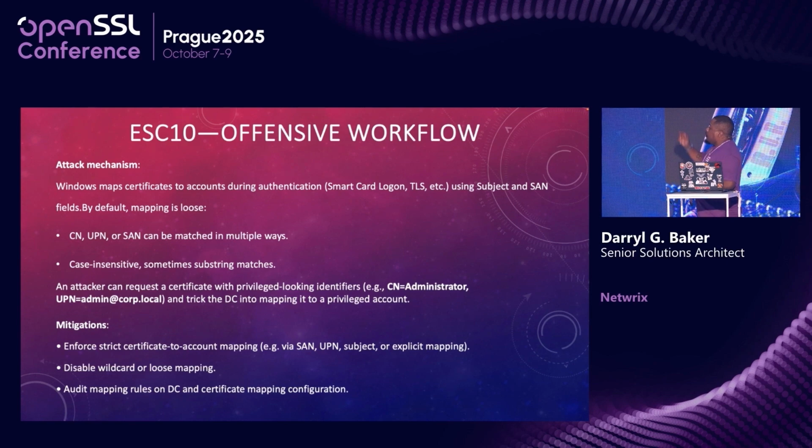All right, so with the offensive workflow, again, Windows maps those certificate accounts to the UPNs associated with the requester by default. It can be mapped to other things, but Windows by default uses loose mapping. By default, you can use wildcards. By default, I don't have to type administrator. I can type admin. I don't necessarily have to type service, depending on my version of Windows. I can type SVC. It's not case sensitive, right?